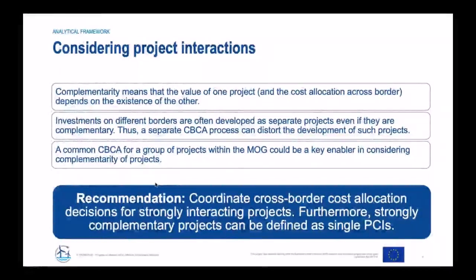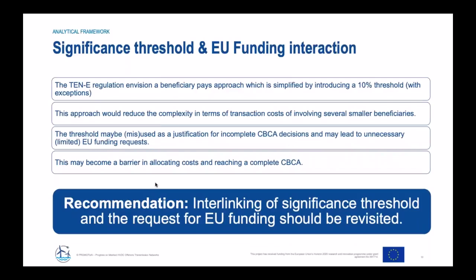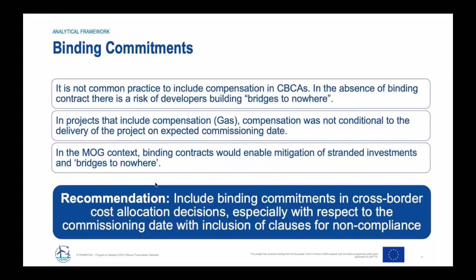Firstly, it is recommended to coordinate CBCA decisions between interacting projects, and especially to define complementary projects as a single PCI. This can lead to a faster development of meshed grids as well as a more economically efficient outcome. Secondly, the 10% significance threshold does reduce the complexity in terms of transaction costs of involving small beneficiaries, but it may also be used as a justification for unnecessary funding requests, thus becoming a barrier. Therefore, the interlinkage between significance threshold and the funding request should be revisited. Thirdly, including binding commitments for delivery of projects in the CBCA will aid in mitigating any risks of building bridges to nowhere and of stranded investments.